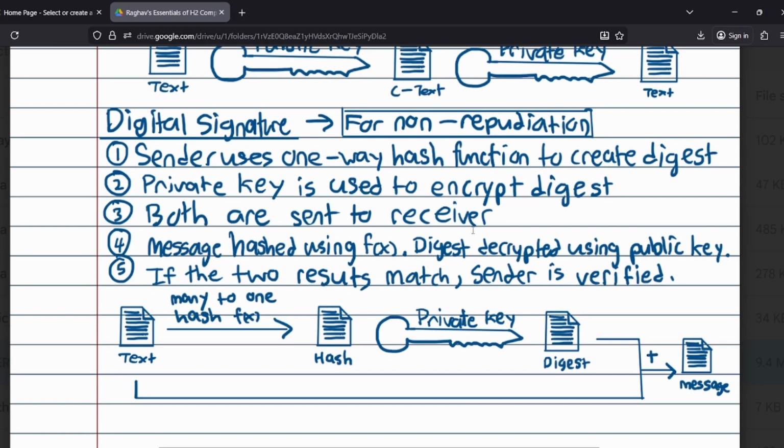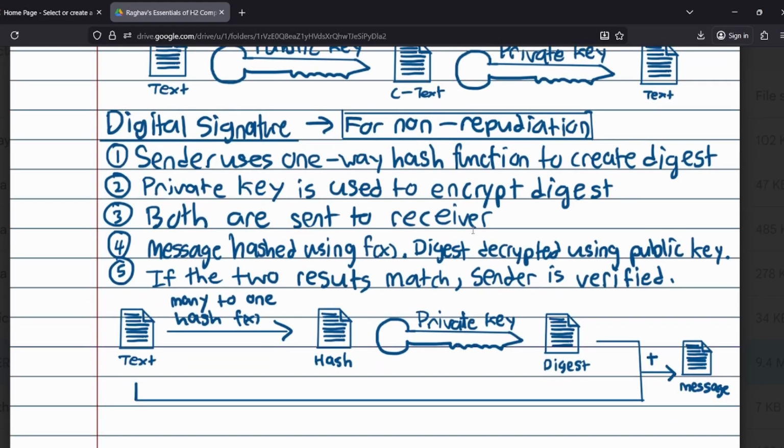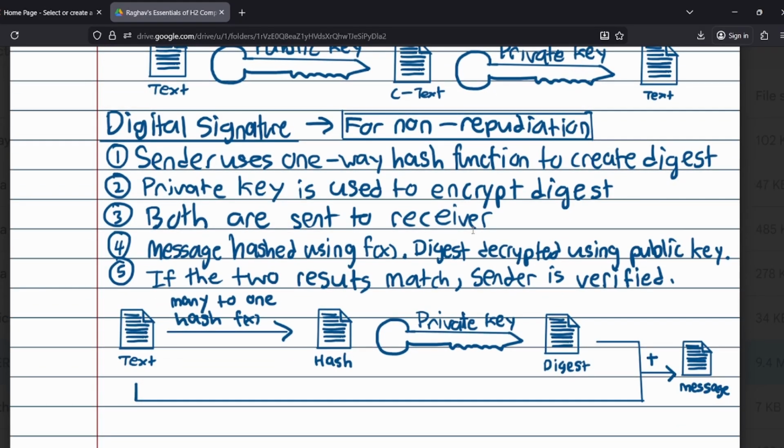So let me explain what a digital signature is now. In a digital signature, you're doing it for non-repudiation. Keep this in mind, it's a very important keyword. A sender will use a one-way hash function to create a digest, which is just a teeny part of your message. Then the private key is used to encrypt the digest. So now you have an encrypted digest. Send it over along with your original work.